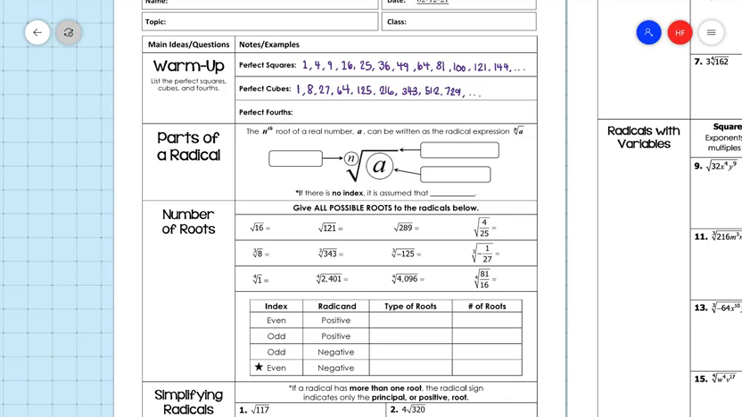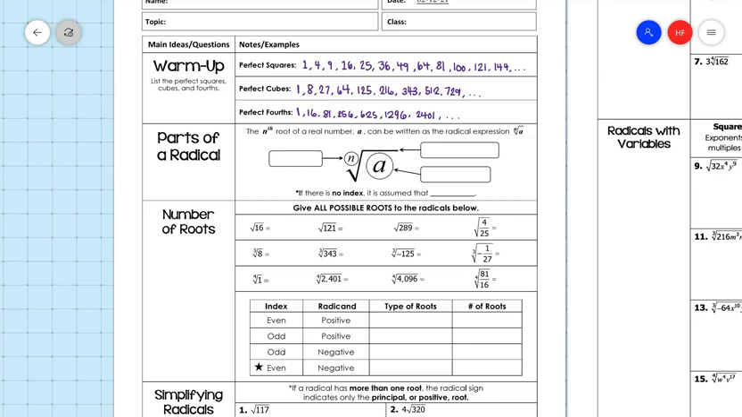And then with our perfect fourths, these are even less likely to be numbers that we just know off the top of our head. 1 times 1 times 1 times 1 is still 1. Then 2 times 2 times 2 times 2, 16. 81 for 3, 256 for 4, 625 for 5, 1296 for 6, 2401 for 7, and so on, because they get very, very large very quickly.